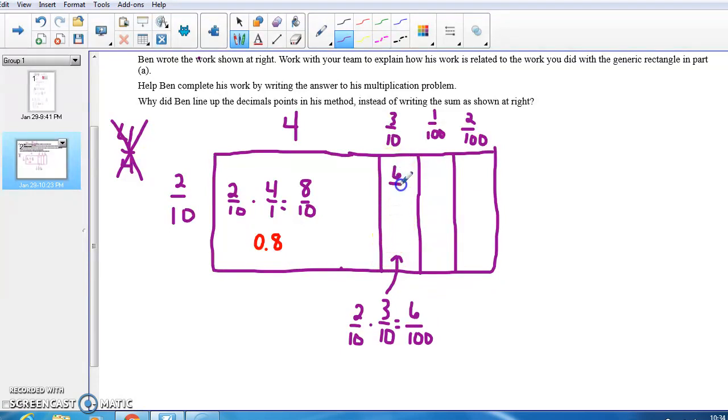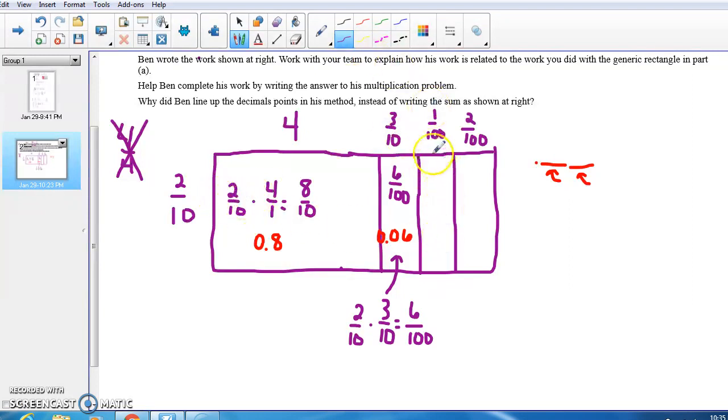I'm going to put the answer in here for this rectangle. But wait, we have to write it as a decimal. If I think about my place value, I know that the first place right after the decimal is the tenths. The second place value is the hundredths. And this is telling us that we have 6 hundredths, so I would write it as 0.06. You with me so far? Hopefully. If not, please feel free to back this up and rewatch it.